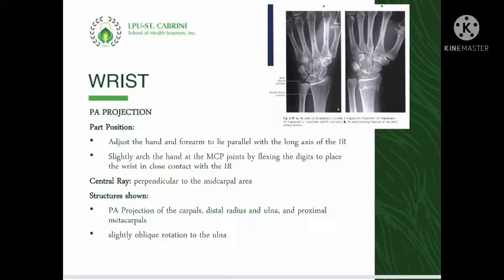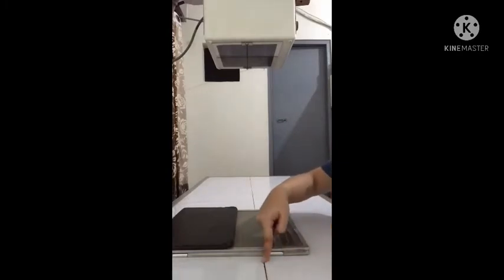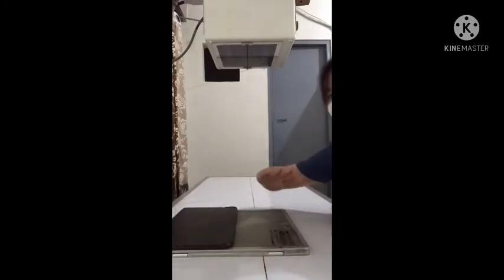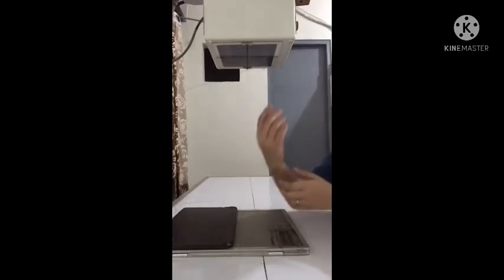This will visualize a PA projection of the carpals, distal radius and ulna, but the ulna has a slightly oblique rotation, and the proximal metacarpals. Center first the long axis of the IR to the table and place the hand and forearm's long axis in parallel with the IR. Center the mid-carpal area or the wrist joint to the image receptor.